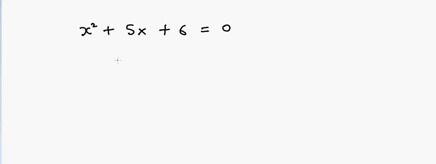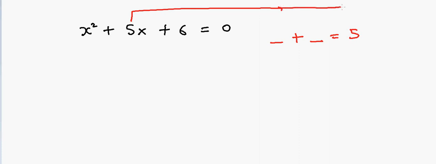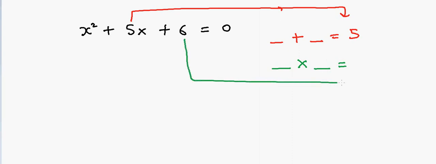So how will I do that? In that case I need to find two numbers. So suppose if these are the two numbers, then if I add them together, that should be equal to this number, so that should be equal to 5. And if I multiply them together, that should be equal to 6. So how will I find those numbers?